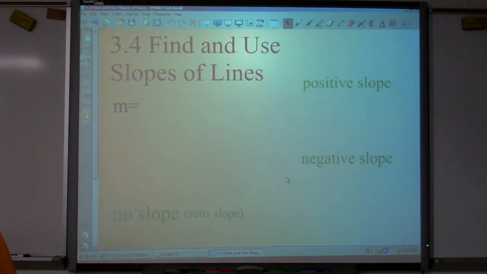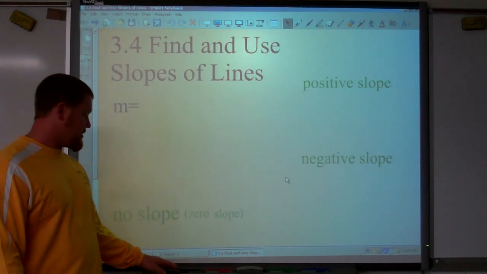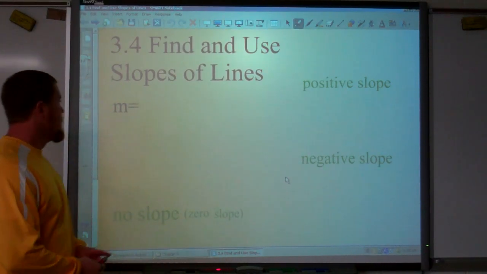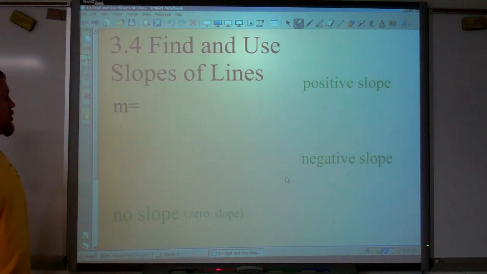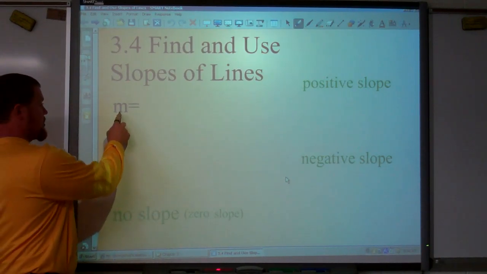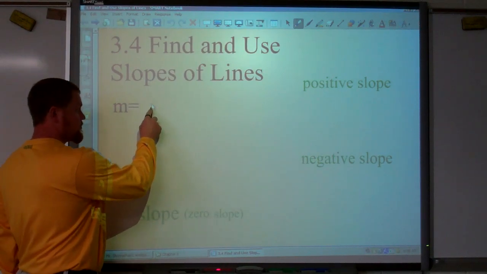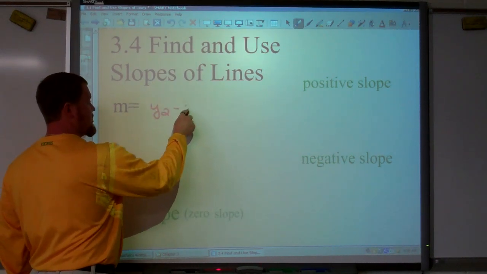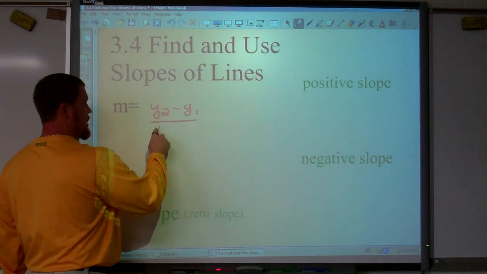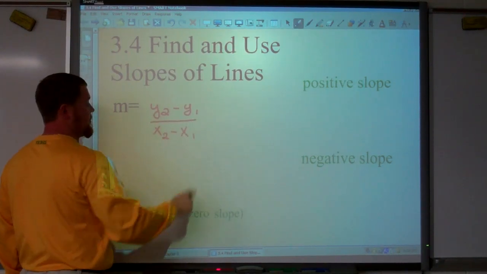Alright, today we're going to talk about finding and using slopes of lines, which is a review from your algebra class. Alright, so slope of a line, if you remember, is denoted with the lowercase m, and the equation is y sub 2 minus y sub 1 divided by x sub 2 minus x sub 1.